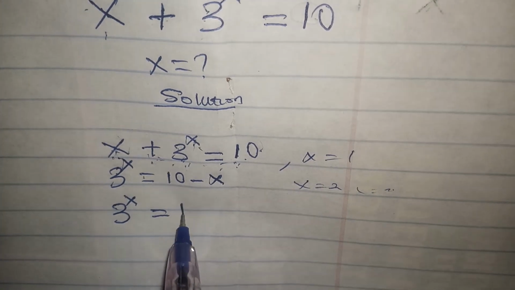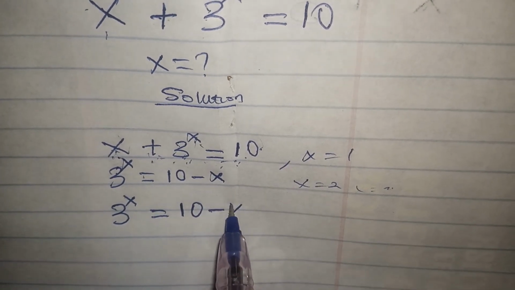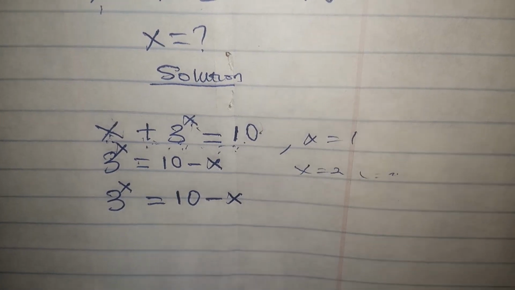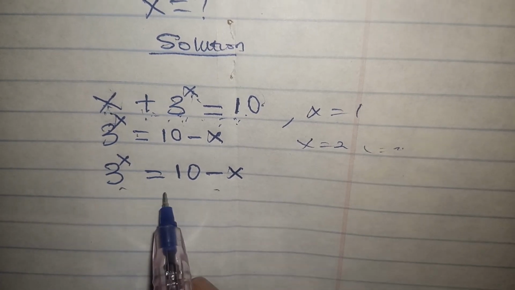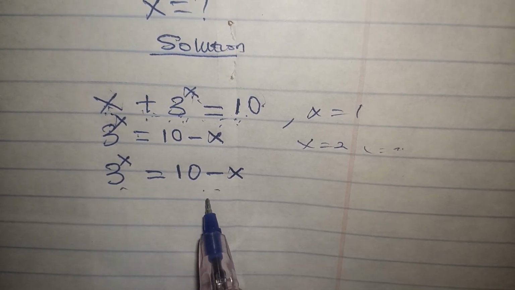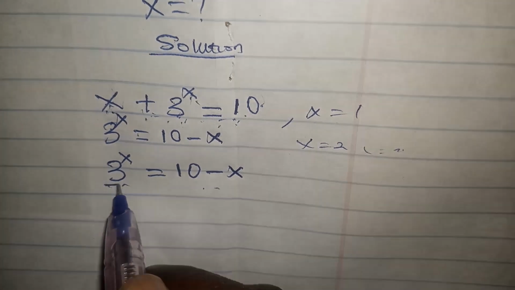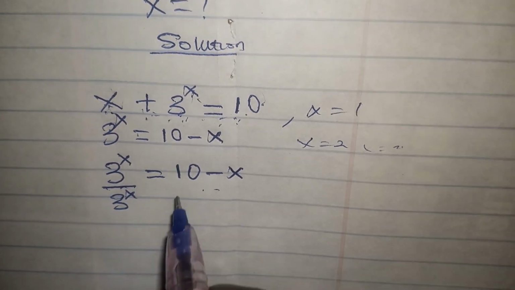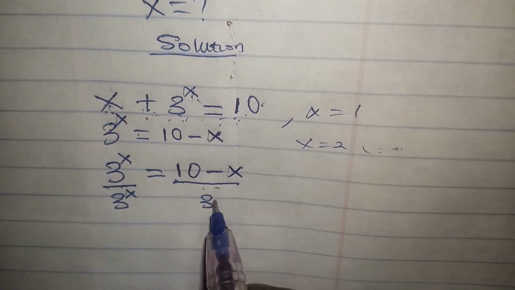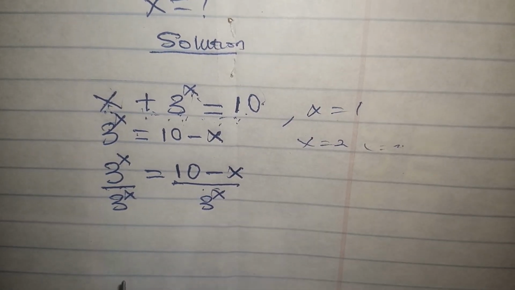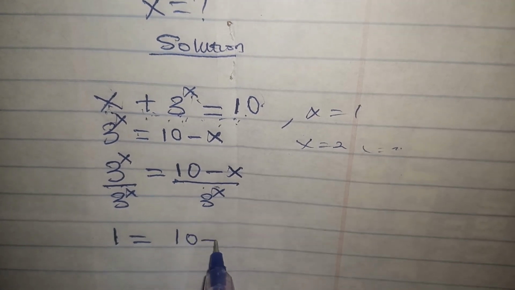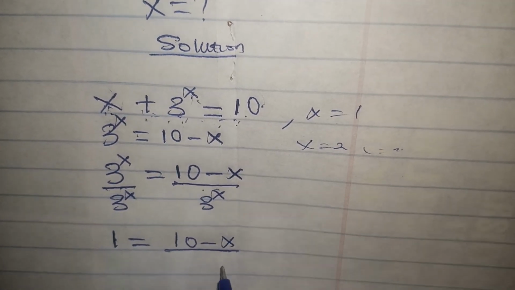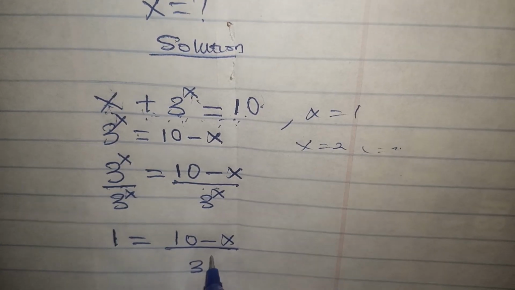Okay, so we've done this, we can write this as 3 to the power of x equals 10 minus x. Okay, from here, what are we simply going to do again? The next step you can take is dividing both sides of the equation by 3 to the power of x. So if we divide by 3 to the power of x, we are going to say 1 equals 10 minus x over 3 to the power of x.